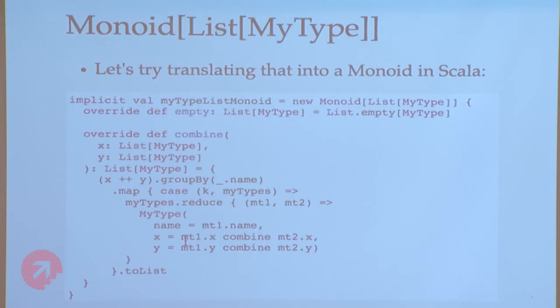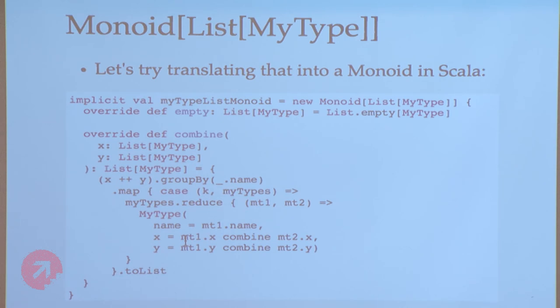So what this starts to take the shape of is more like a monoid of lists of my types. I take a collection of my types on two sides. I group by my name or my specific field, and then I won't go into the specifics of the implementation, but I delegate to semigroup instances for int and option of long to combine those values, and then I get my type.